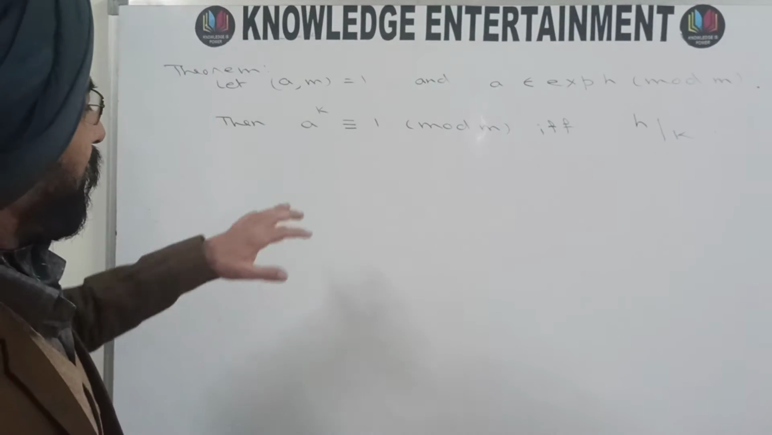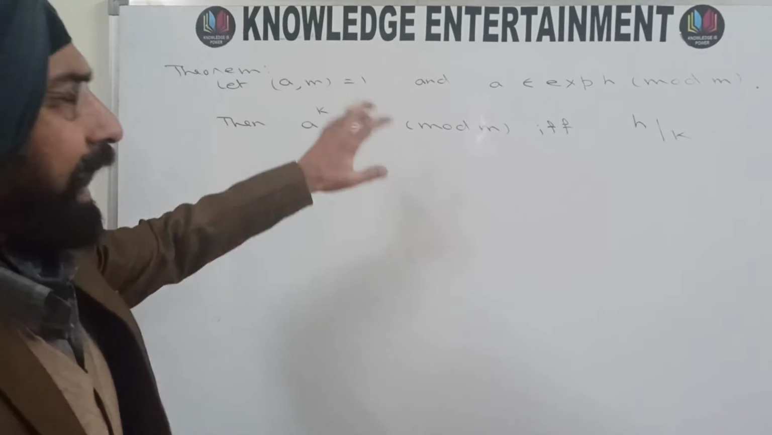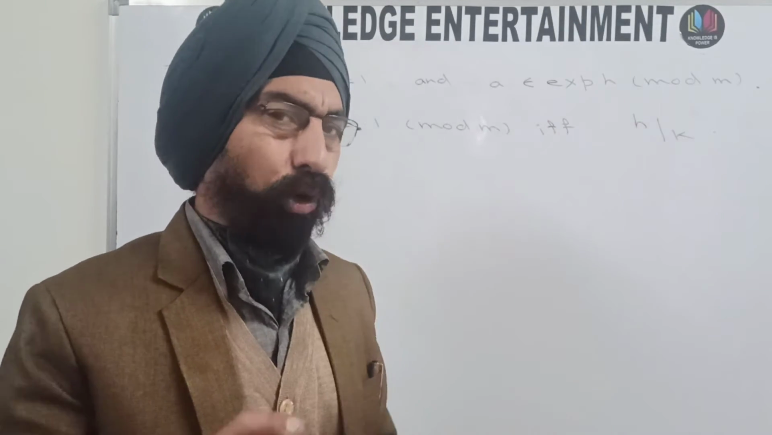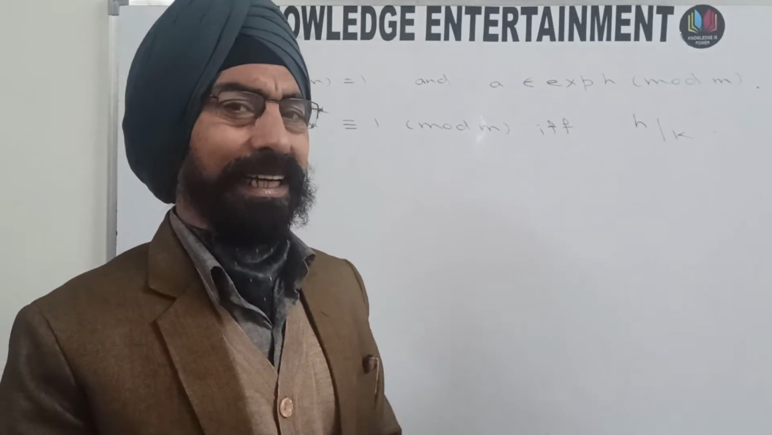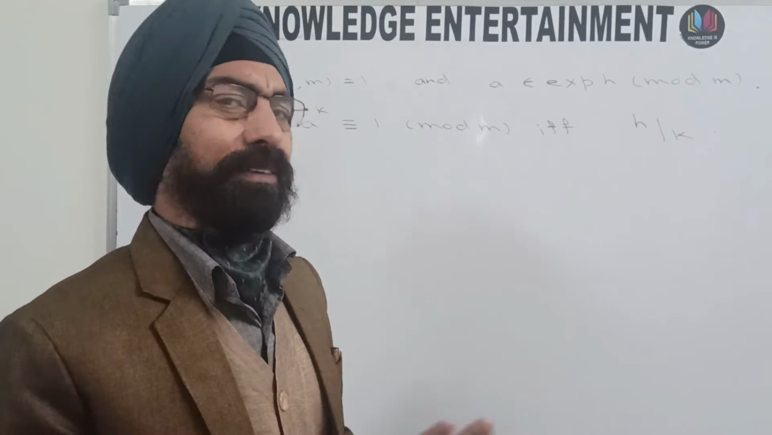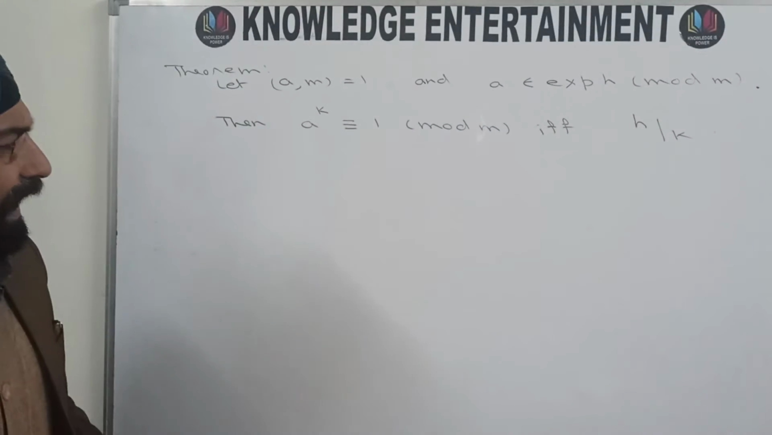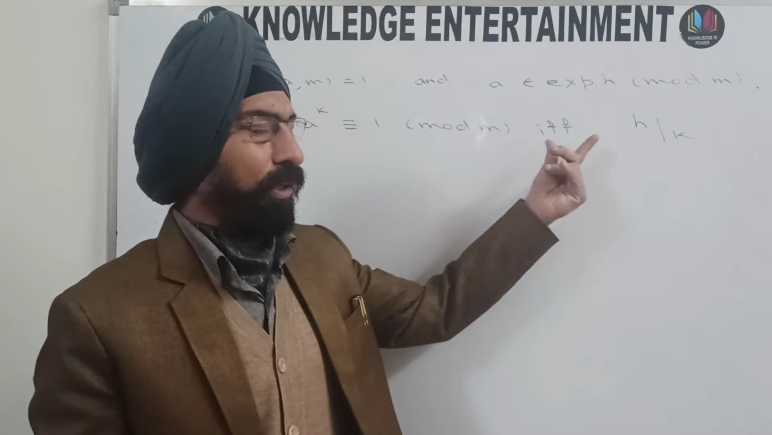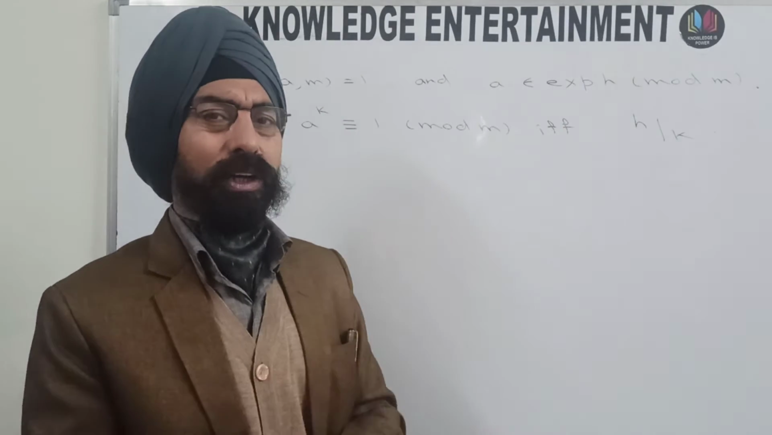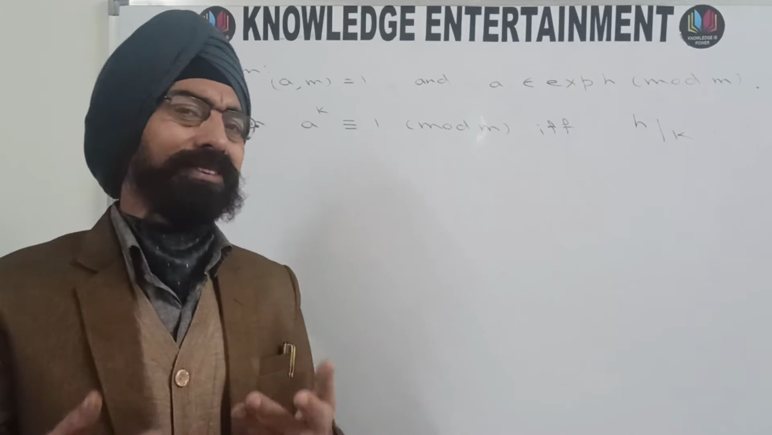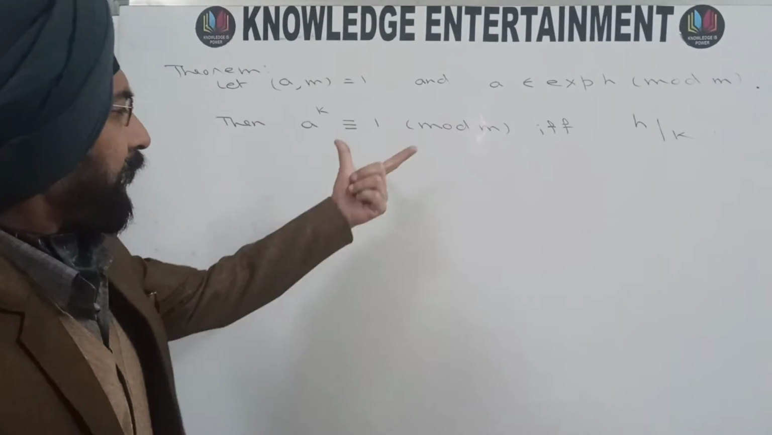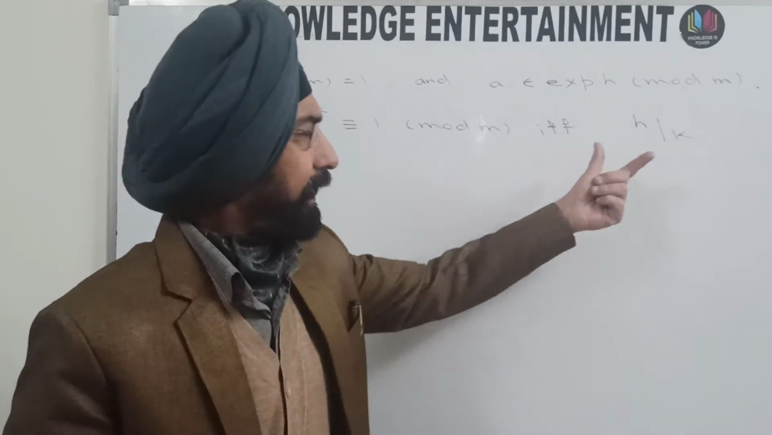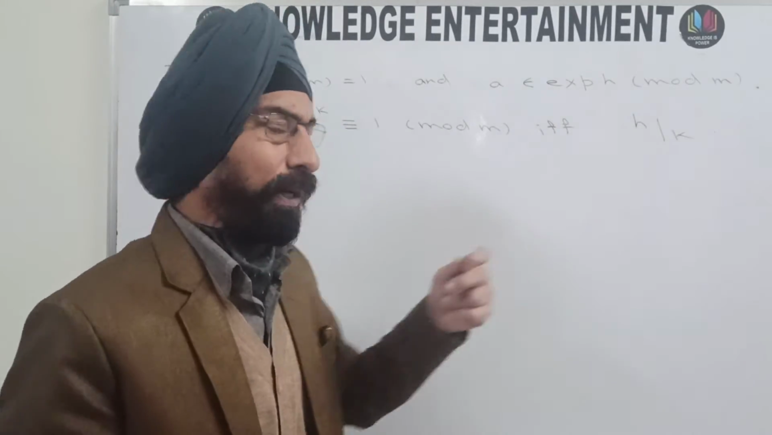This is an important theorem which may be asked in your examination question paper. So what are we given? We are given that GCD of a and m is 1, and that a belongs to exponent h modulo m. That means h is the smallest positive integer such that a raised to the power h is congruent to 1 modulo m. And we have to show that a power k is congruent to 1 modulo m if and only if h divides k. Since we have if and only if, we will have to prove the theorem directly as well as the converse part. So first I will suppose this and prove this, and then suppose this and prove this. Since the other part is easy, I am taking it first.